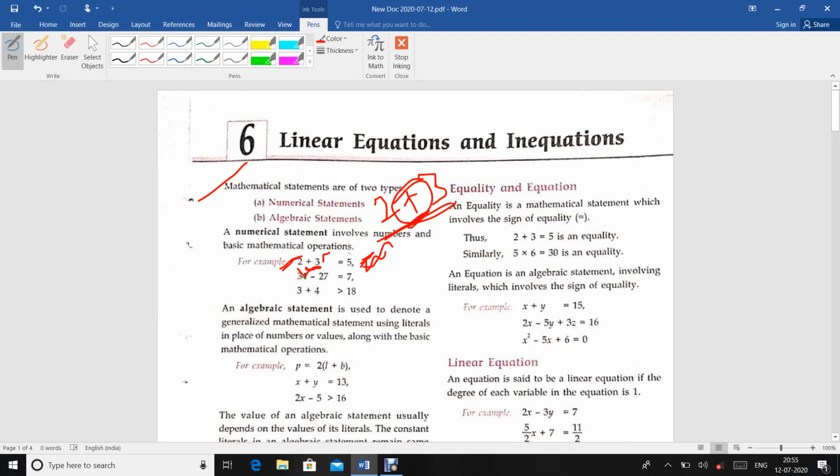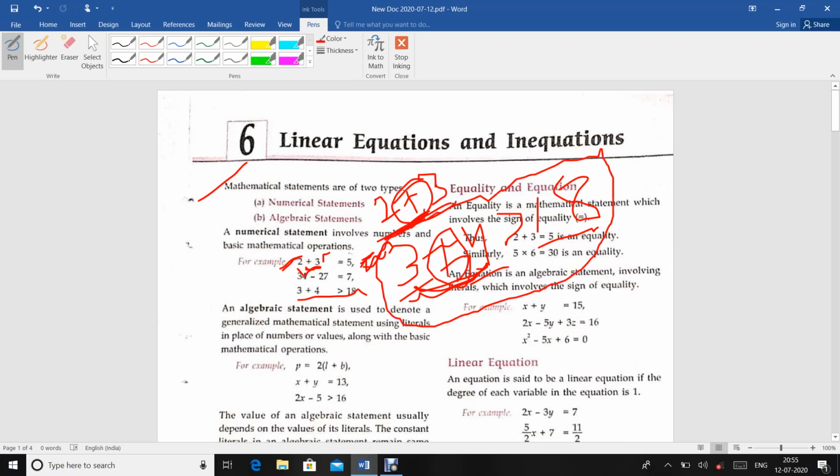As you can see, here is 3 plus 4 greater than 18. So 3 plus 4 is greater than 18. We can see that 3 is a number, 4 is also a number and 18 is also a number, and 3 and 4 are connected with the plus sign, which is the mathematical operation. So we can say that it is also a numerical statement.